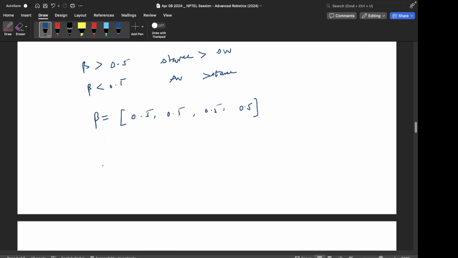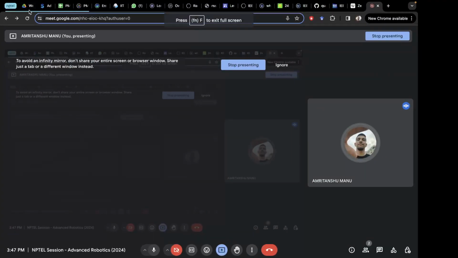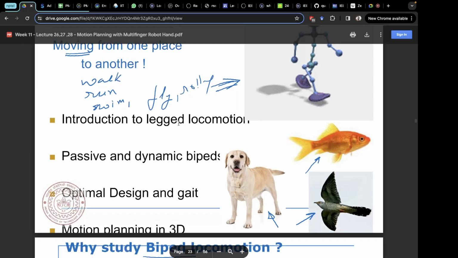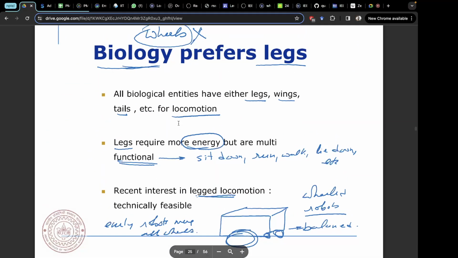Now I will just quickly give examples of different gaits, and let me just refer to the slides here. So yeah, we covered this. We covered introduction to legged locomotion, and we saw that nature has evolved us into creatures which have legs, right? And legs require more energy. That's a drawback, but they are multifunctional, right? They can do a lot of things that wheels can only do in one way, right?